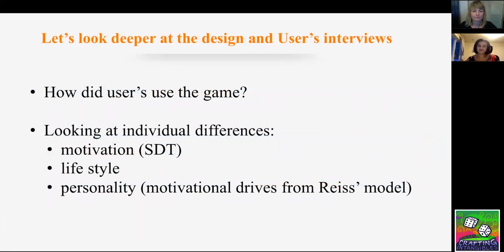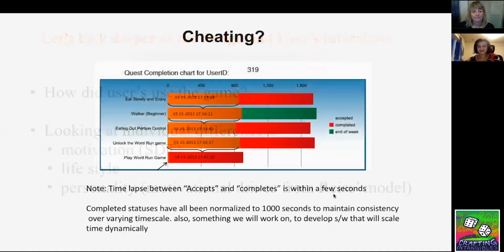So we wanted to look a little bit deeper to understand how the users thought about it. How does the motivation angle work? Did they embed it inside their lifestyle? So we wanted to look at things like motivation using self-determination theory, and lifestyle. Did they actually embed it into their lifestyle, or did the lifestyle actually dictate what they can do for the game? And also we wanted to see if there's an impact of other personality factors like motivational drives from Reese's model, and we'll discuss that in a bit.